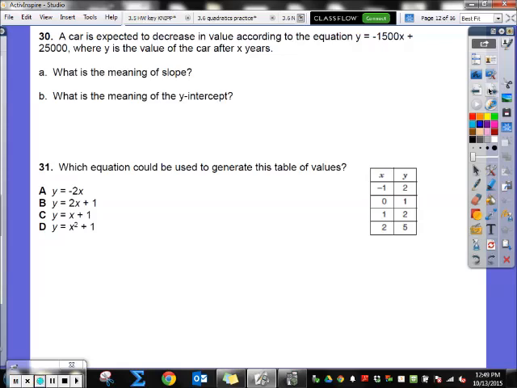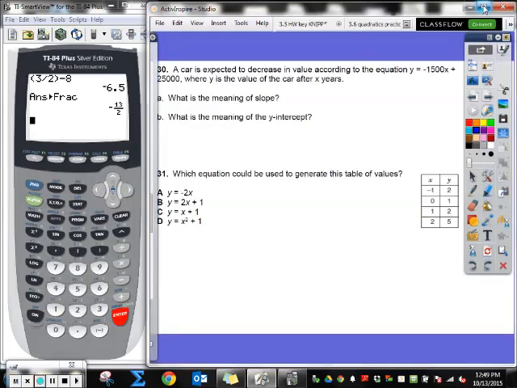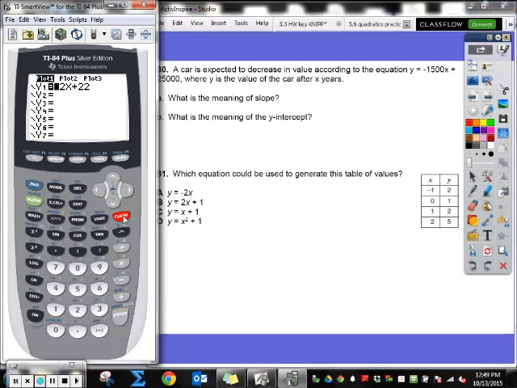Which equation could be used to generate this table of values? You're welcome to plug these in by hand to each equation, or you can use your calculator, go to y equals. So first of all, I'm going to turn off the plots, and then I'm going to plug in negative 2x, and I'm going to graph. Now, if your graph looks weird, like mine does right now, you can always press Zoom 6 to go back to a normal window. And I don't really even need to see this picture. I actually need to look at my table.